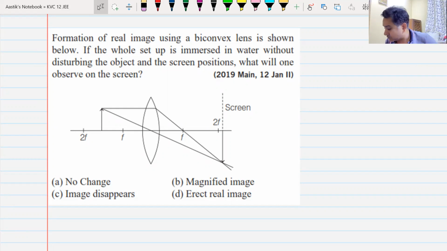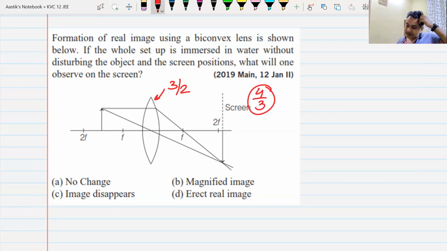Now here, the refractive indices are not given. So you should remember that the refractive index of glass is taken as 3/2 and the refractive index of water is taken as 4/3. Do we understand this?